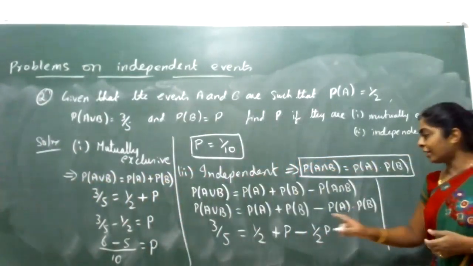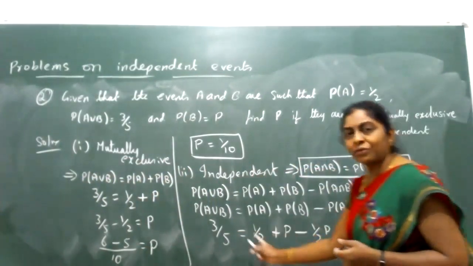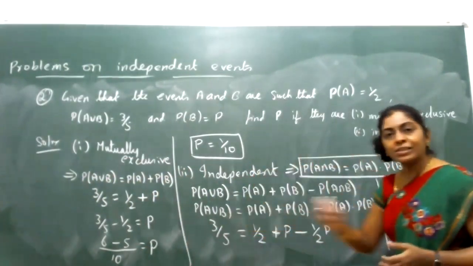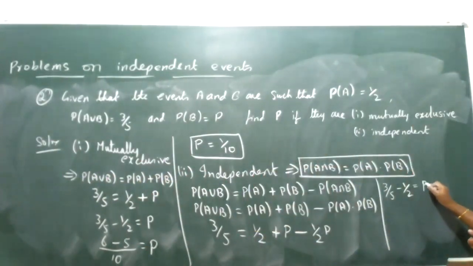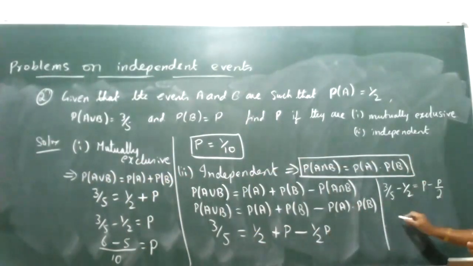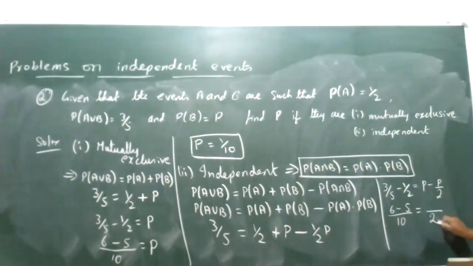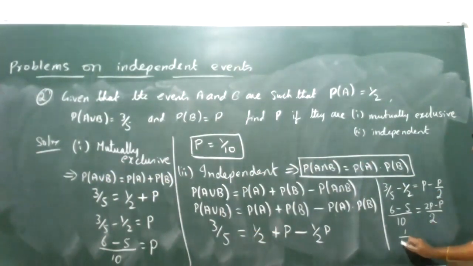If I rearrange, I shift the 3 by 5 minus half to the LHS. What is left out? P minus P by 2, since half into P is P by 2. 10 is the LCM: 5 2s are 10, so 2 3s are 6 minus 5, which is 1 by 10. And 2 is the LCM on the other side: 2P minus P, P by 2.